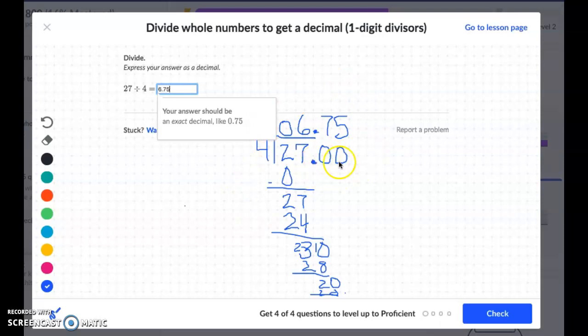Now in 5th grade, we probably will never ask you to add more than probably 3 zeros. So if you start going and you're adding 0, 0, 0, 0, 0, 0, and the problem is never ending, stop and recheck. You probably made a mistake somewhere, because in 5th grade, we're not going to make you add more than 3 zeros.